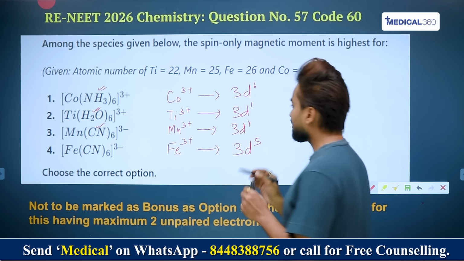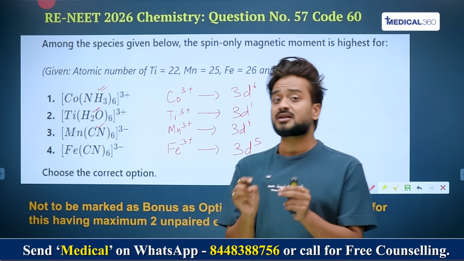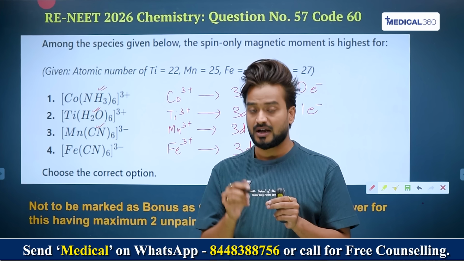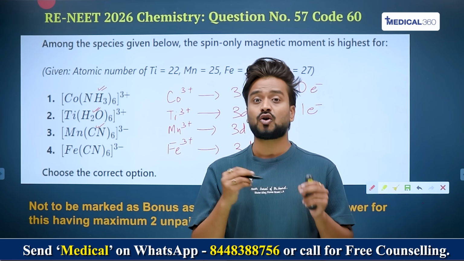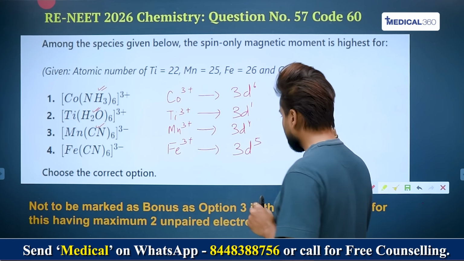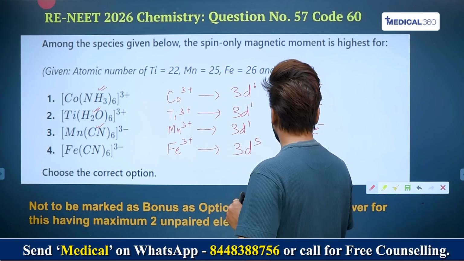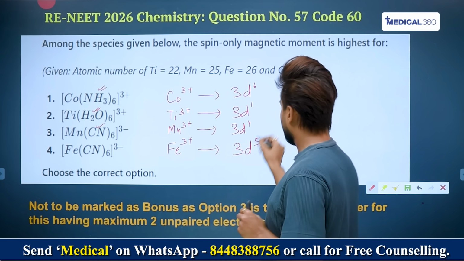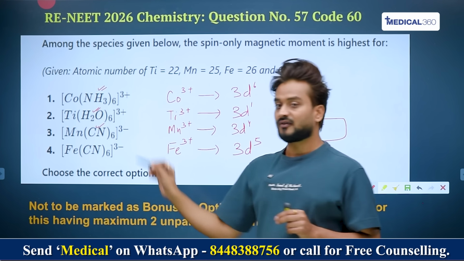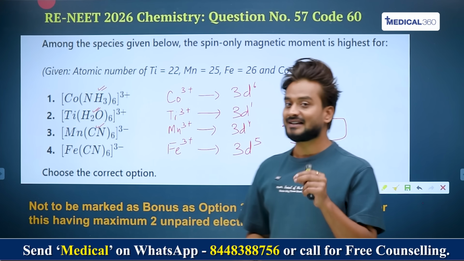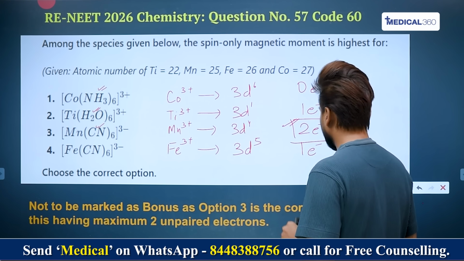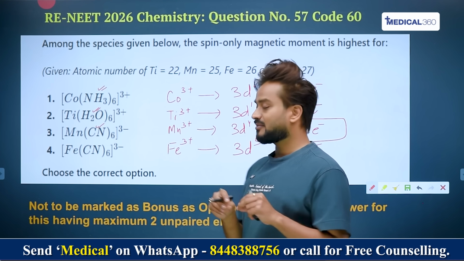In this case, actually cyanide, being a strong field ligand, causes the pairing of only 2 electrons in order to maintain the hybridization as d2sp3. So 2 electrons still remain unpaired although there is a strong field ligand present. So there will be 2 unpaired electrons present in this case, and in the last one, 1 unpaired electron will be present. So in this case, the maximum number of unpaired electrons is present in the third option, and therefore it will be the correct answer having the highest spin only magnetic moment. So this question shall not be marked as a bonus, and option 3 will be considered the correct option for this, having maximum 2 unpaired electrons.